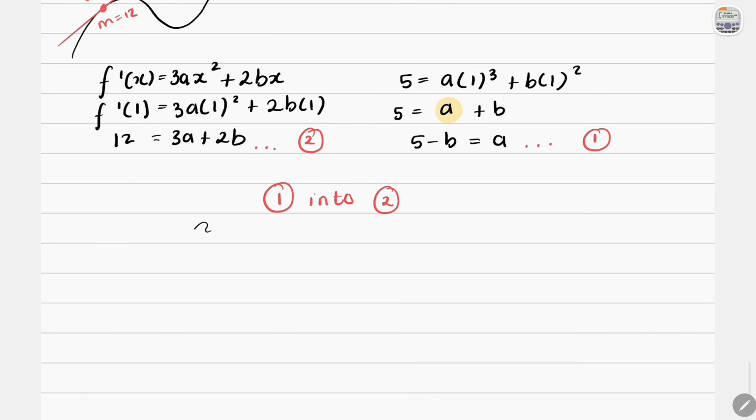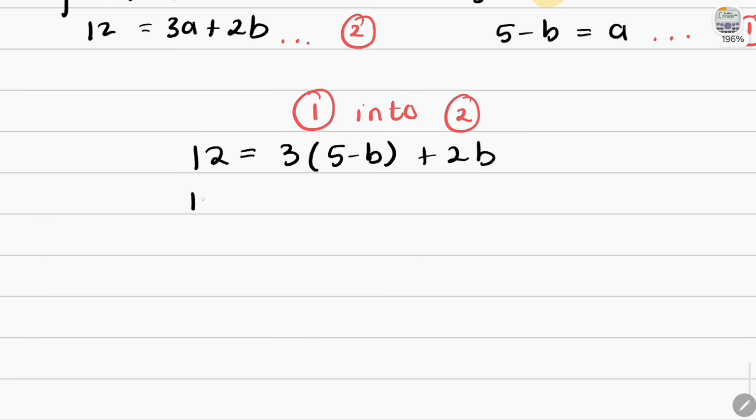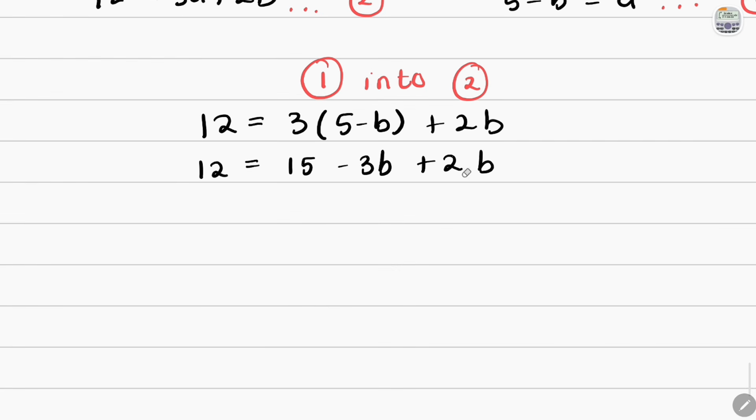So this is now 12 is equal to, and wherever you see a in equation 2, you substitute 5 minus b. So 12 is equal to 3, and then there's a. So that's 5 minus b, plus 2b. Okay, and let's simplify further. So 12 is equal to, and we'll distribute. This is 15, and then minus 3b plus 2b, and these would add. So 2b minus 3b is negative b.